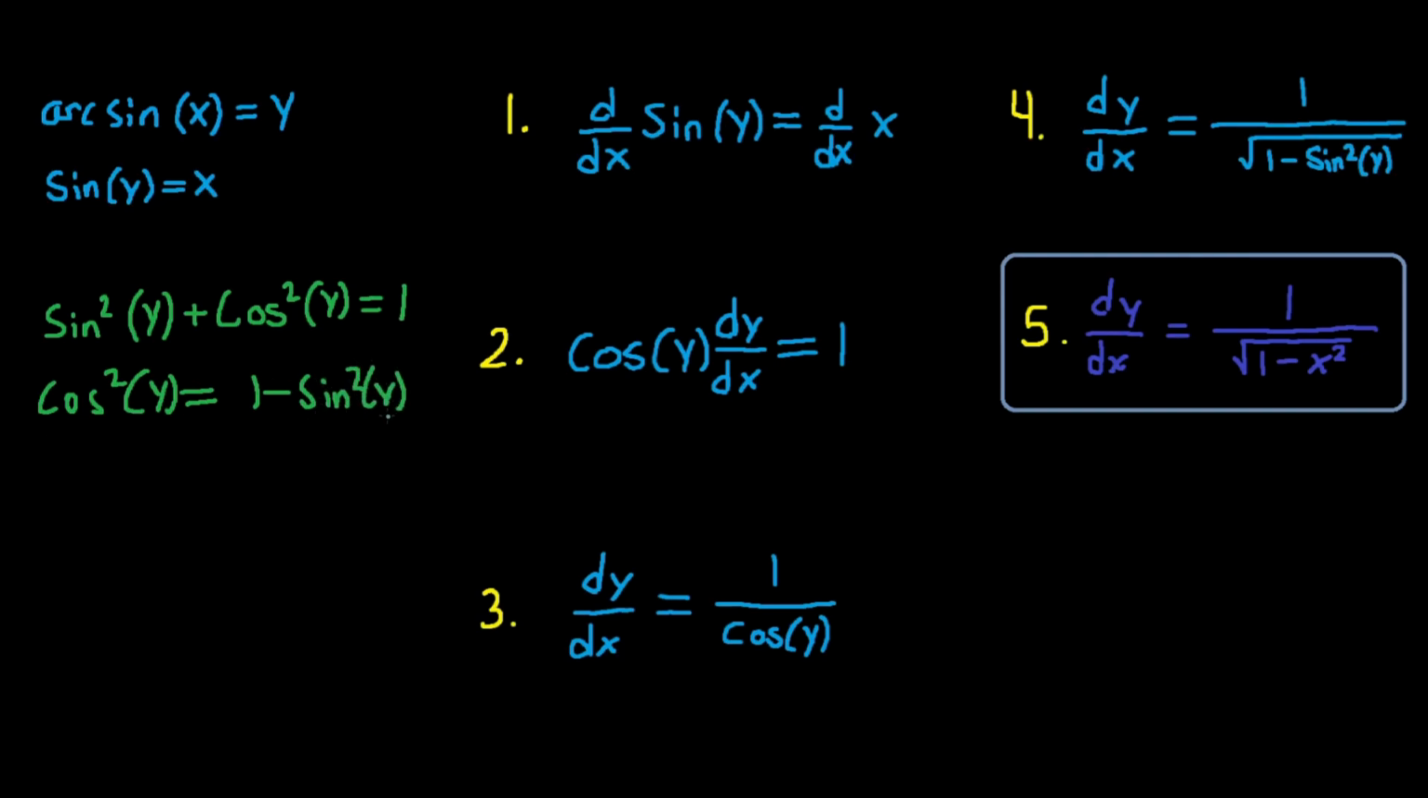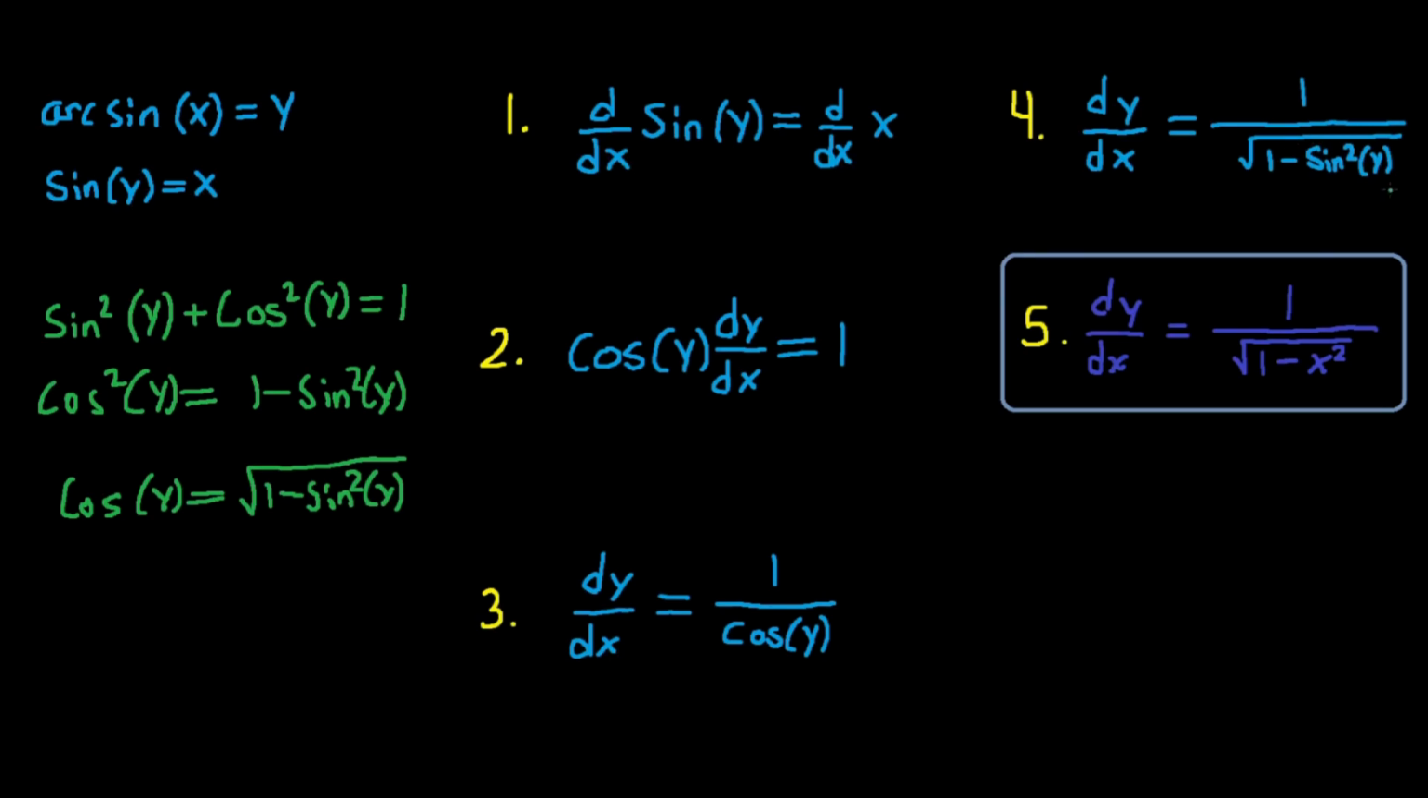And then we're going to take the square root of both sides, and we'll be left with cosine of y equals the square root of 1 minus sine squared of y. With that said, we can input this square root of 1 minus sine squared of y to replace this cosine of y. You see I did that over here in step 4.